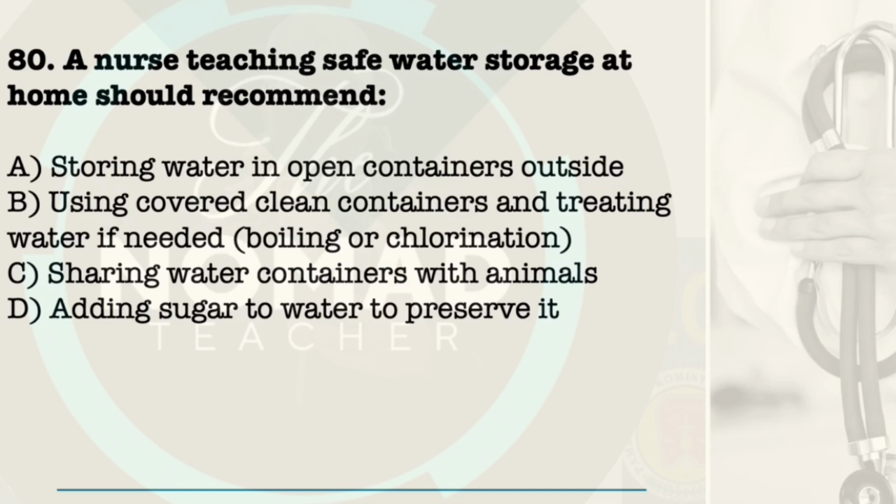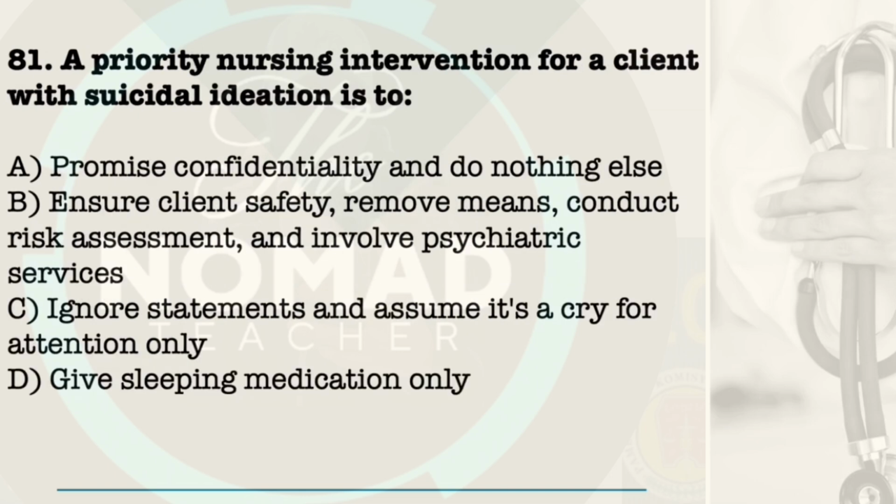81 to 90. Mental health, psychiatric nursing. 81. A priority nursing intervention for a client with suicidal ideation is to: A. Promise confidentiality and do nothing else.